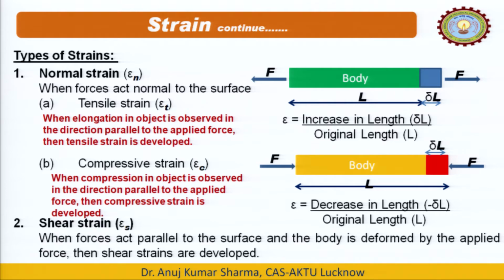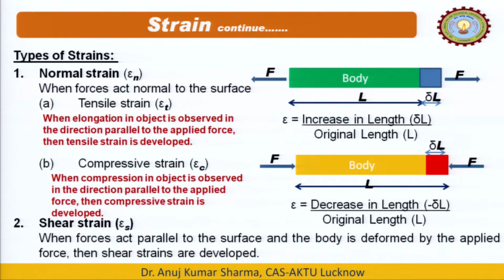Whenever force is applied parallel to the surface, we get shear strain, and if it is applied perpendicular to the surface, it is known as normal strain. Normal strain also depends on the type of forces we are applying. If the force is tensile in nature, it will create elongation, which means it is tensile strain.